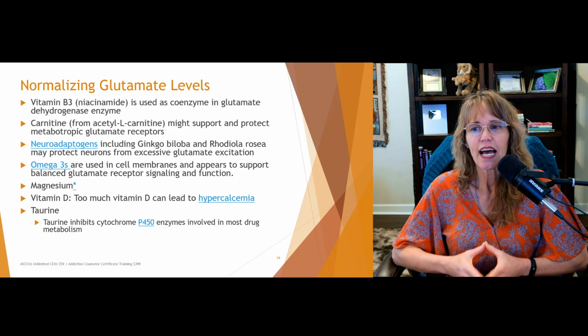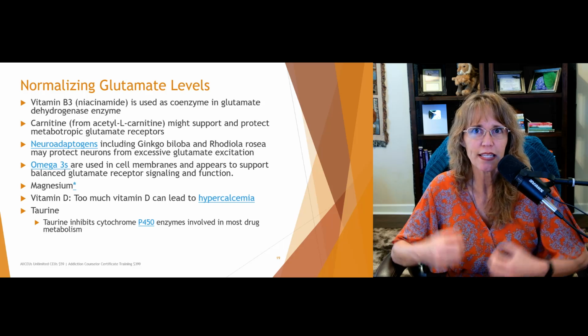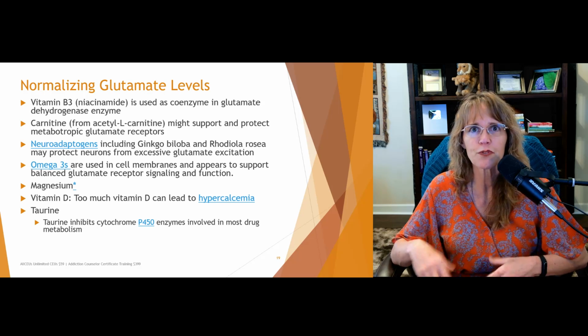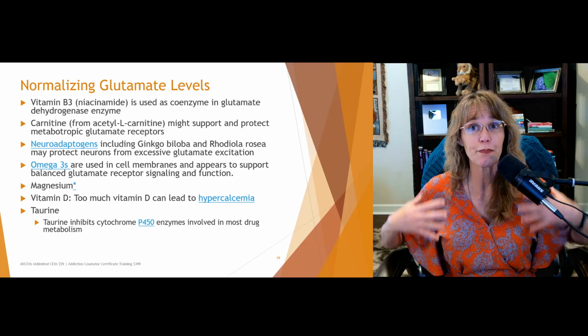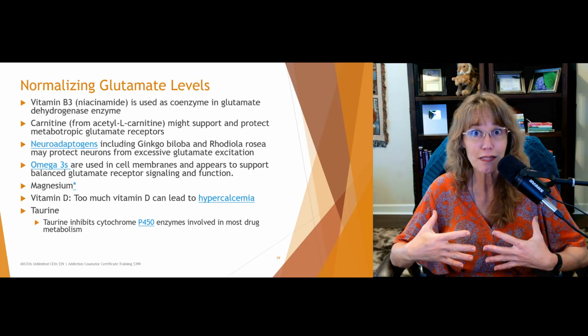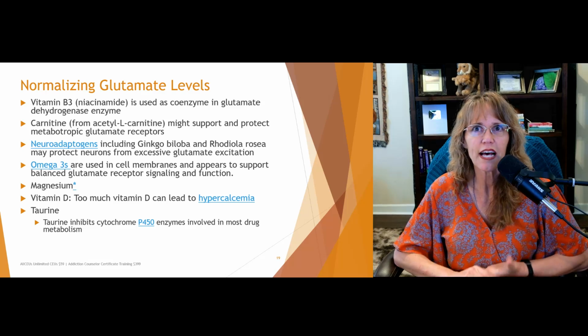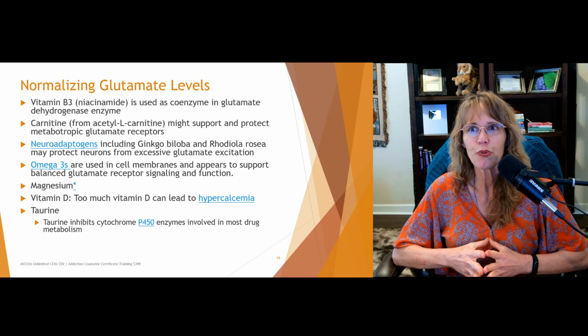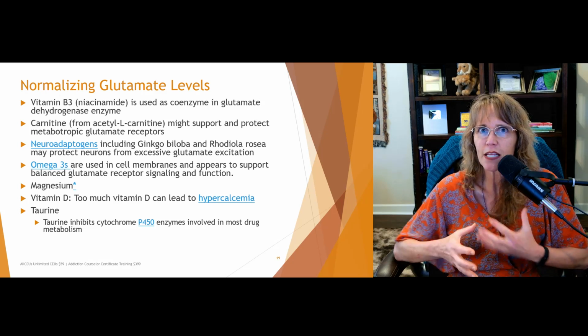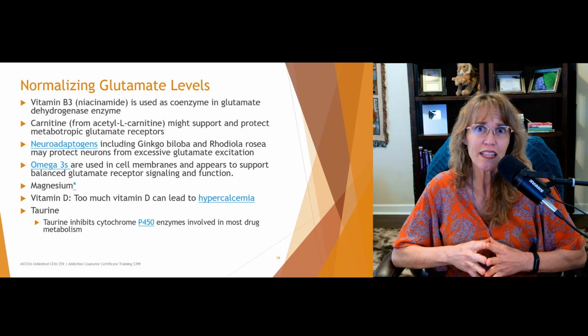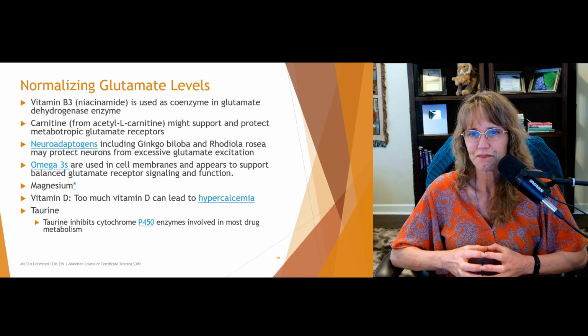Vitamin D can lead to hypercalcemia. It can lead to leaching calcium from your bones and too much calcium in your bodily systems. A lot of your neurotransmitters work on calcium channel ions. And when you throw those calcium levels out of whack, you start seeing a lot of side effects.